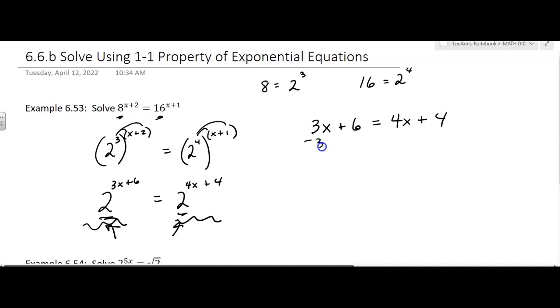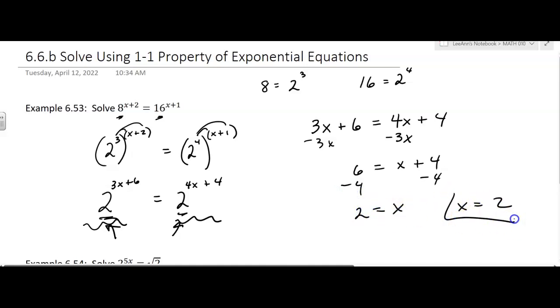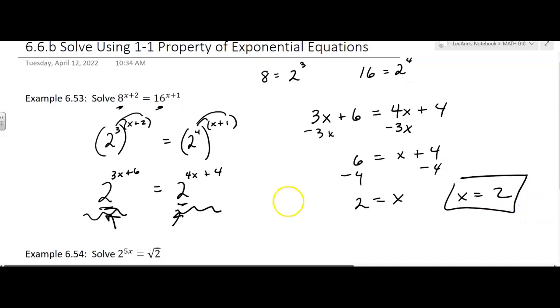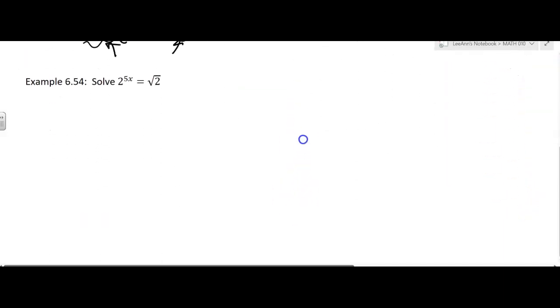We can subtract 3x from both sides. This is linear. We get x plus 4, subtract the 4 from both sides, and we get 2 equals x, or x equals 2. Okay, so we have solved. We're trying to get the value of x that will work. You can check it, but we get x equals 2.